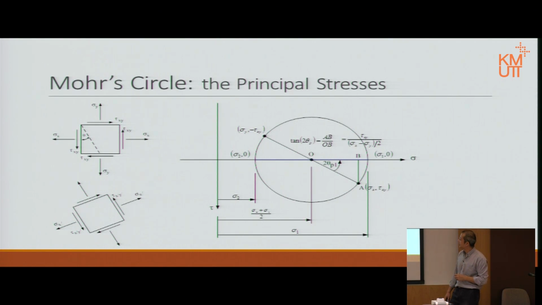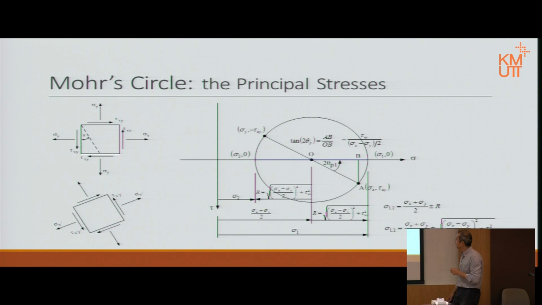Sigma 1 and sigma 2 will be found using the coordinates. If we work out the distance like so, from the center to a point on the circle, the length is the radius. From there to there, the same, the length is the radius. Therefore, sigma 1, 2 is equal to that term, plus minus the radius. And when we put in the radius, that will be exactly the same as we proved from the equation.